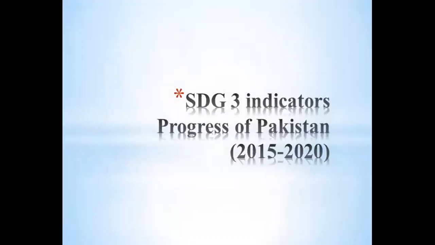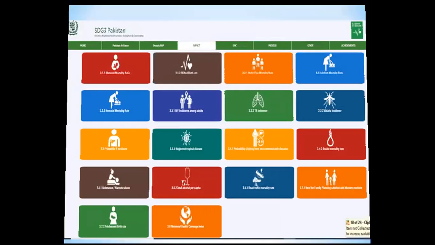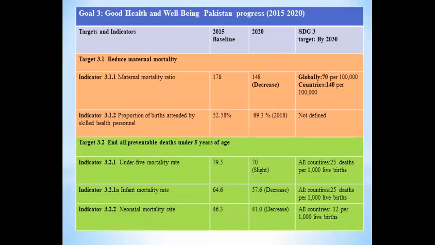SDG 3 indicator progress of Pakistan from 2015 to 2020. Good health and well-being, as we see from the 2015 baseline to 2020. The first indicator is reduced maternal mortality, indicator 3.1.1. Maternal mortality in 2015 was 178, and in 2020 it is 148. The global SDG target is to decrease to 70 per 100,000 live births, and for all countries 140 per 100,000 live births. Maternal mortality has decreased in 2020.